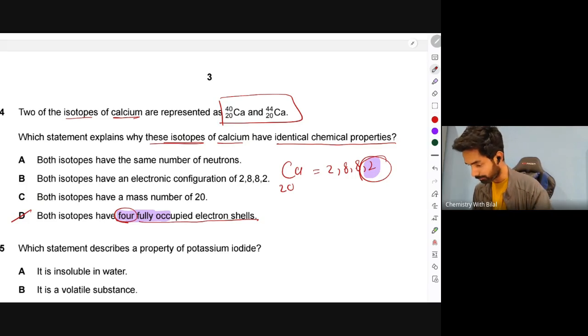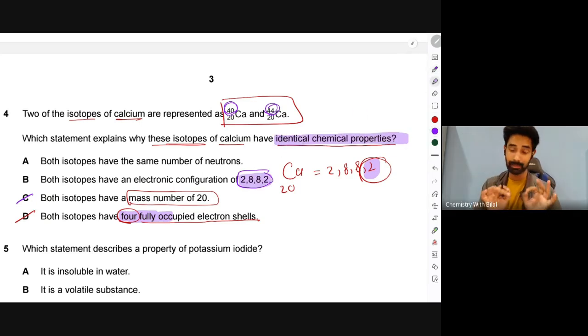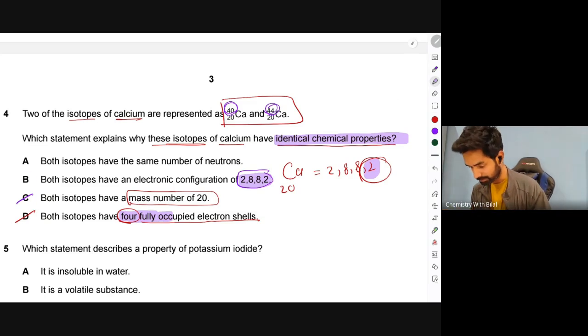Both isotopes have a mass number of 20. No, the mass number for the first isotope is 40, and for the second one is 44. Incorrect. Both isotopes have, and yes, since they have identical chemical properties, it is because they have the same electronic configuration. B is correct.